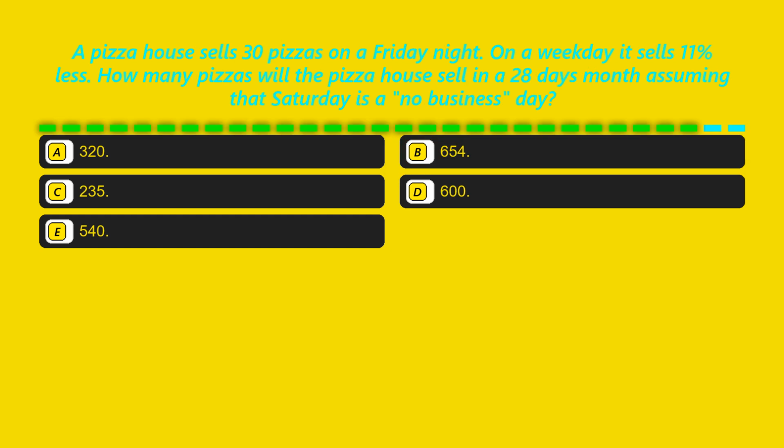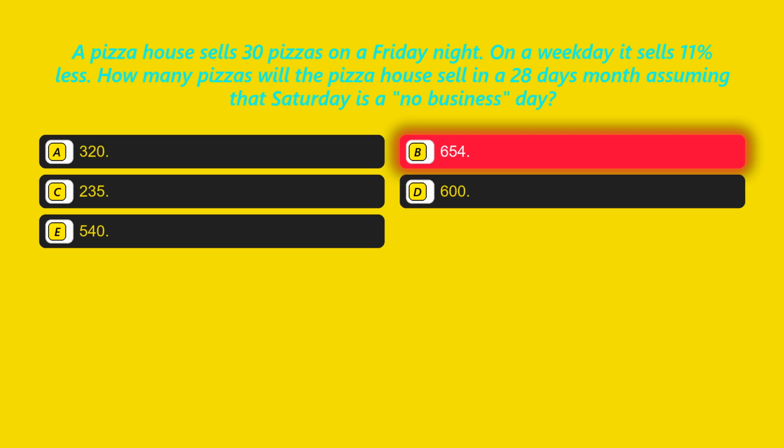Question 7. A pizza house sells 30 pizzas on a Friday night. On a weekday it sells 11% less. How many pizzas will the pizza house sell in a 28 days month assuming that Saturday is a no business day? Option A, 320. Option B, 654. Option C, 235. Option D, 600. Option E, 540.